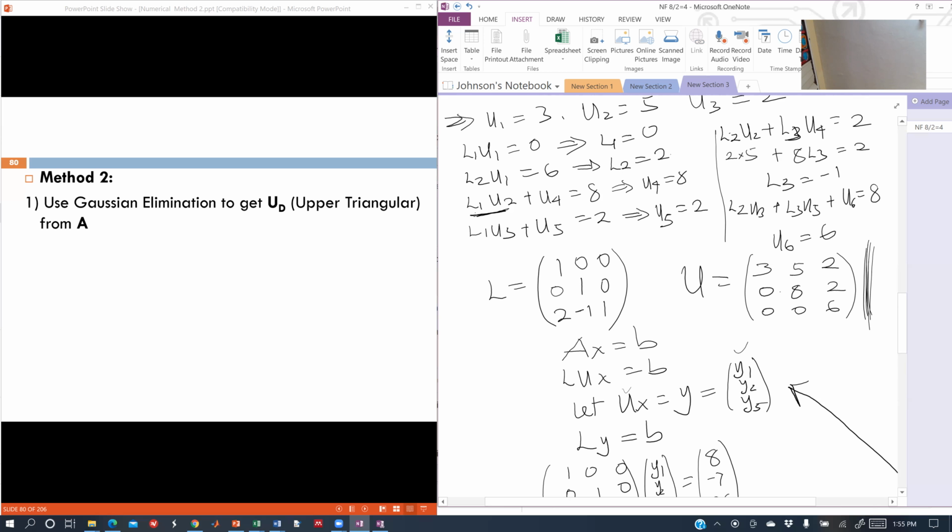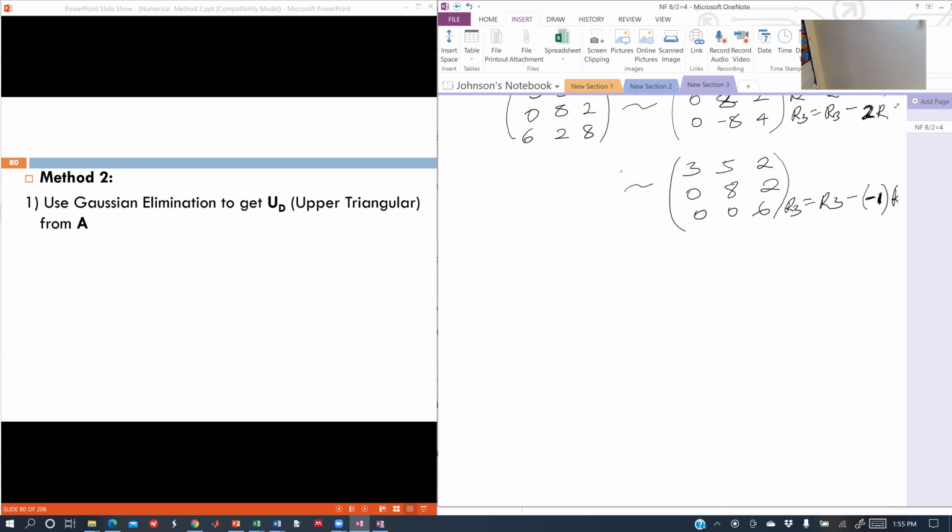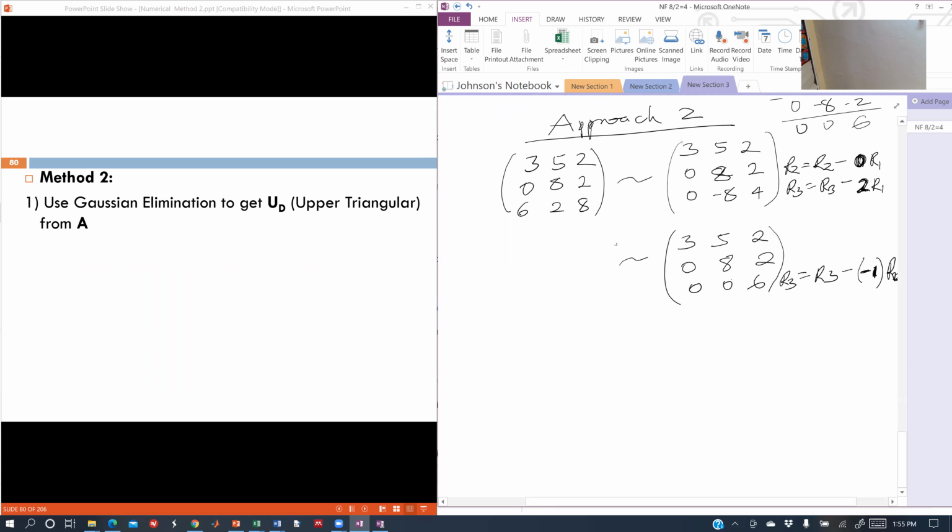The matrix 3, 5, 2, 0, 8, 2, 0, 0, 6 is the same as the upper triangular we are getting from the Gaussian elimination without row swapping. So it has to be without row swapping. So my upper triangular is going to be this one. This is my upper triangular.